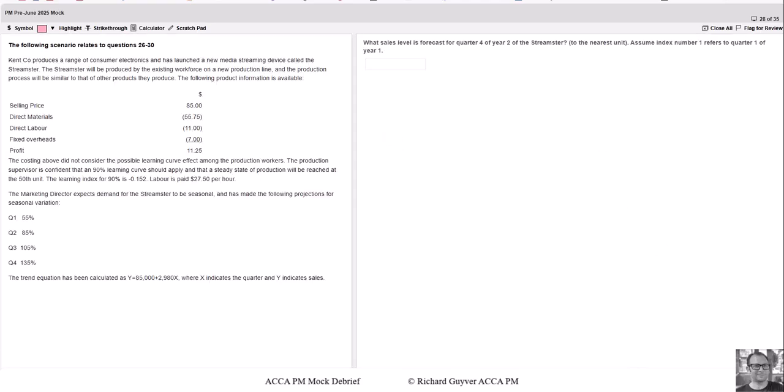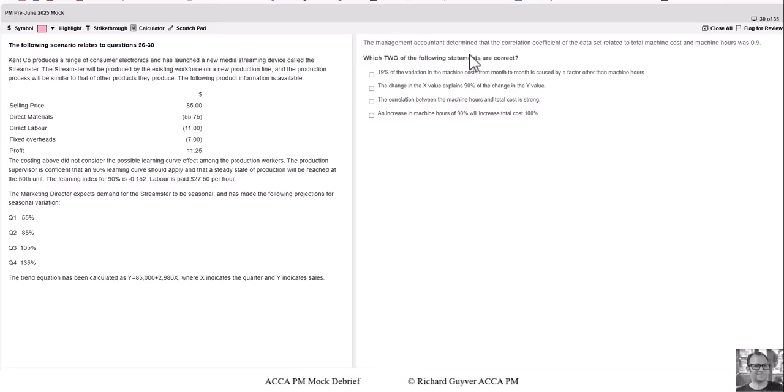Here's a calculation, another calculation there. And again, it's got that setup like before, but this one is an outlier. We're asked which two of the following statements are correct. Management accountant determined the correlation coefficient of data set related to total machine costs and machine hours was 0.9. We need to choose two of these.